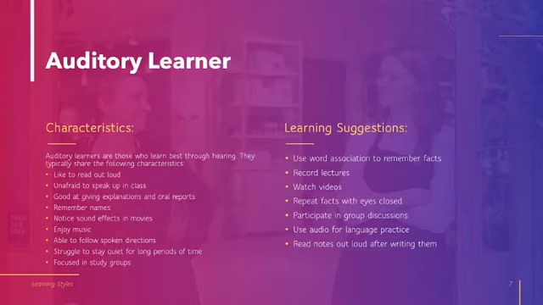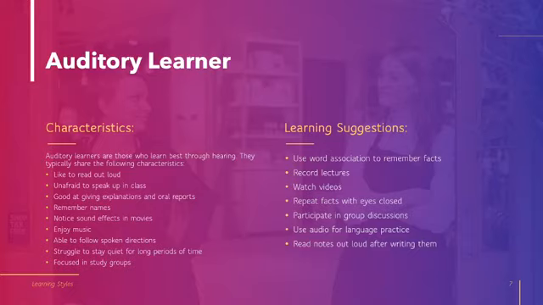They like to read out loud. They're unafraid to speak up in class, and good at giving explanations and oral reports. They remember names, notice sound effects in movies, enjoy music, and are able to follow spoken directions. They struggle to stay quiet for long periods of time, but they do stay focused in study groups. So, learning suggestions. What can you do to learn as an auditory learner?